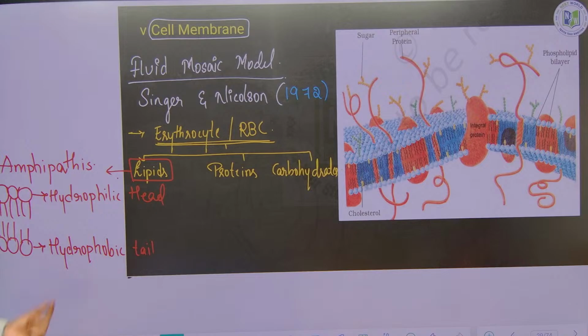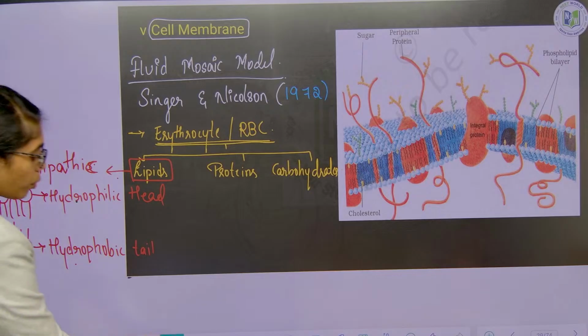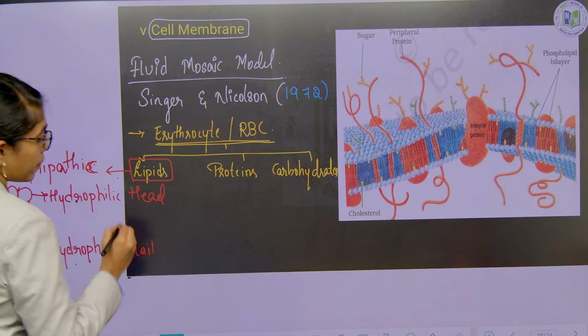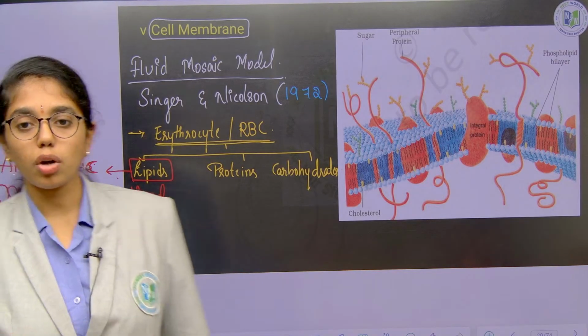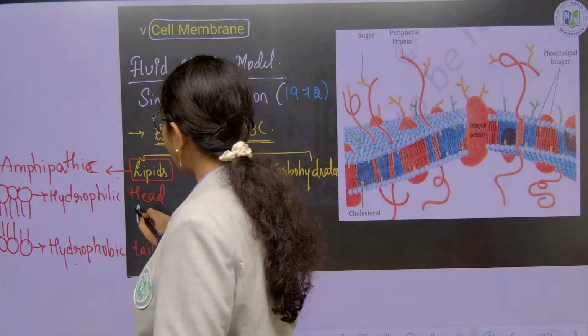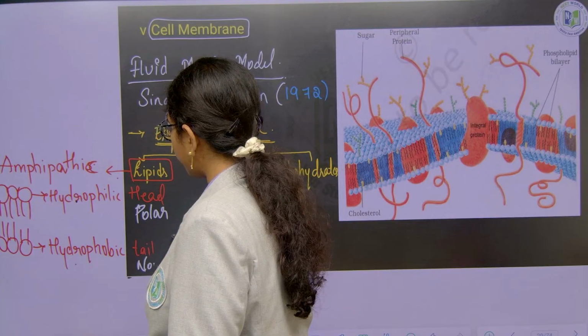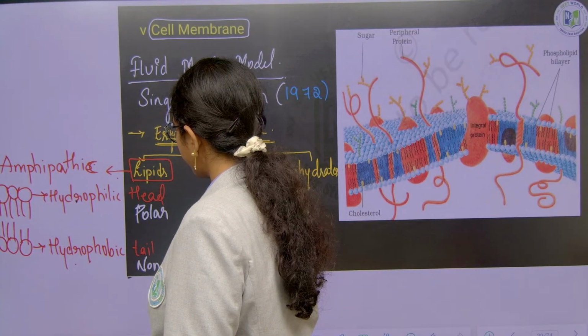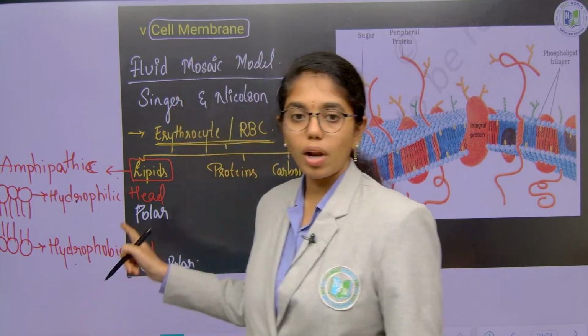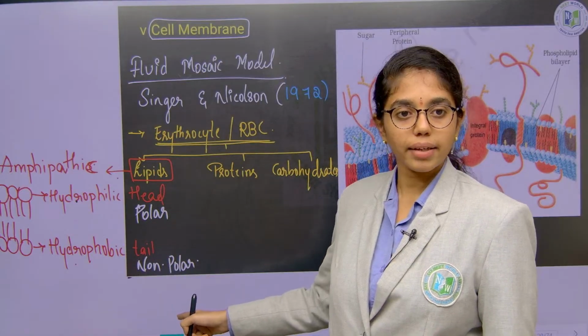Got it? As it has both a hydrophilic head and a hydrophobic tail, this is known as what? Amphipathic molecule, or amphipathic in nature. Is the hydrophilic head polar or non-polar? This is the polar head. The tail is non-polar. Polar head and non-polar tail.